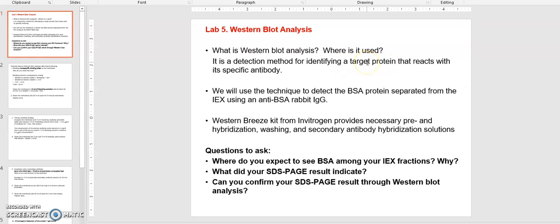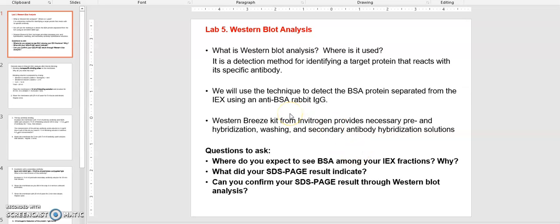And a similar assay is called ELISA. ELISA stands for enzyme-linked immunosorbent assay. So same principle, Western blot, ELISA, same thing. ELISA is used a lot during the QC assay of downstream process. So basically, Western blot analysis and ELISA assays are very important when you try to detect your protein of interest during your purification, during your isolation process.